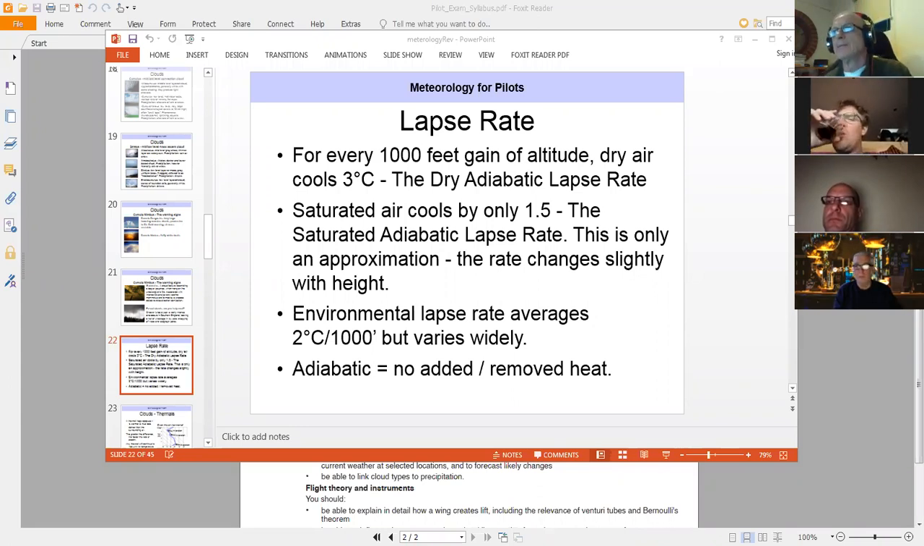Basically, if you imagine a parcel of air leaving the ground, at ground level it's considered to be dry. And you'll come across this term, dry adiabatic lapse rate. Adiabatic just means no added or removed heat. It's a contained system. So we have this theoretical parcel of air, and it's called dry because it's not saturated, not because it doesn't have moisture in it.